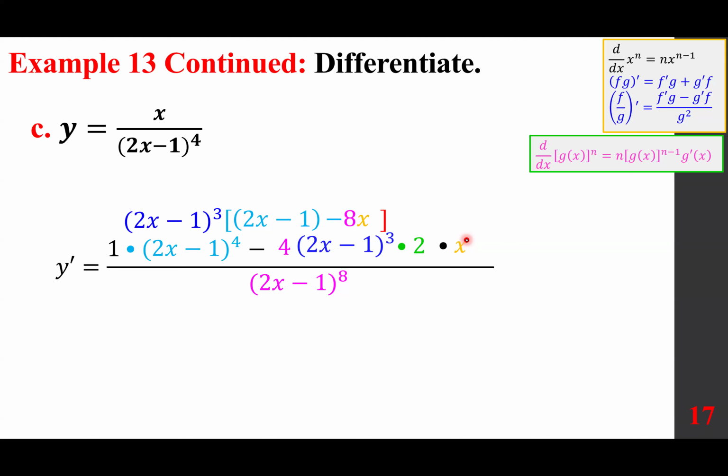So what do we do? It's very simple. Number one, this one is (2x - 1)^3. This is (2x - 1)^8. This goes away, and 8 minus 3 becomes 5. So 3 of them goes away.